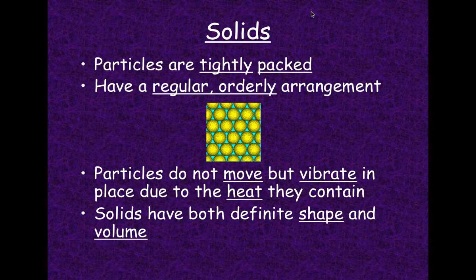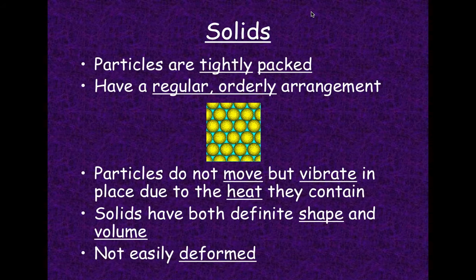Solids have both a definite shape and a definite volume. So in other words, it's defined. We can measure all of these things. And they are not easily deformed. Now this is not deforming like hammering on a piece of metal to change its shape. It means that how these particles are arranged with each other doesn't change very easily at all in a solid.